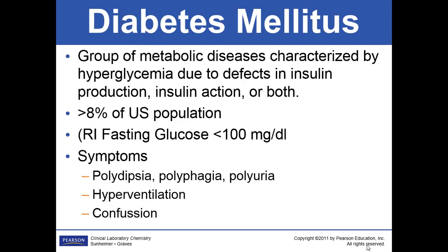Now we're going to talk about diabetes mellitus. Diabetes is not really just a disease, it's a group of disorders where you have hyperglycemia due to defects in insulin production, action, or both, okay? Some people don't make insulin. Some people make insulin, but it's not working efficiently. And sometimes they have a little bit of both, okay?